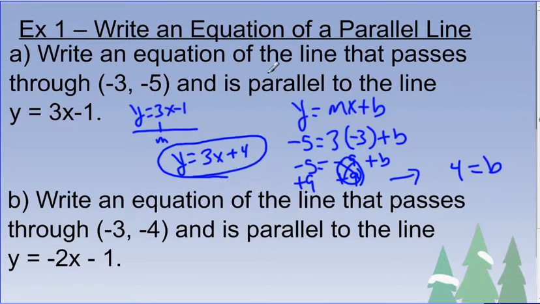Parallel has the same slope. So I used that slope and the point they give me to find the intercept, and I just plugged it back into the equation using the same slope and the new intercept.